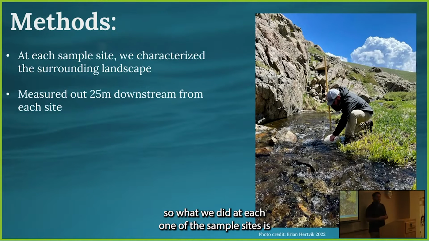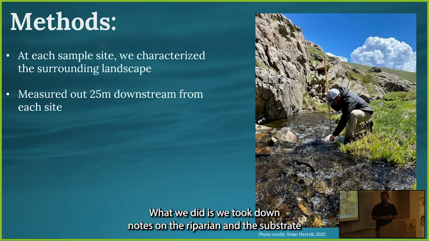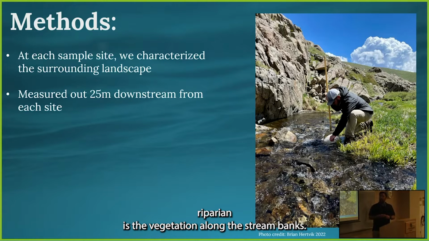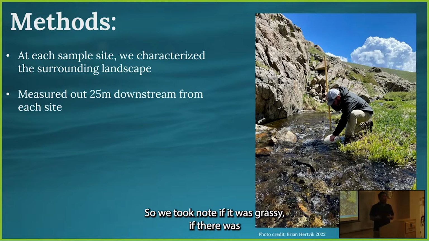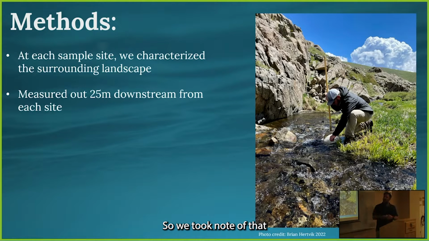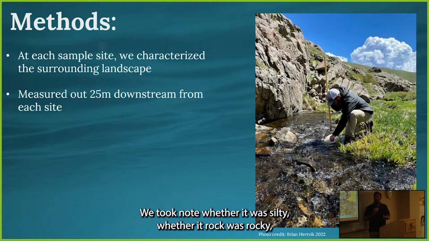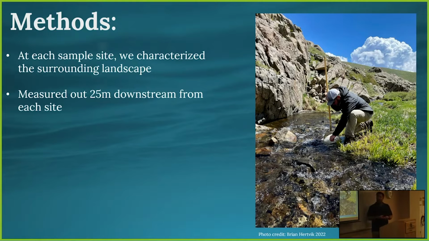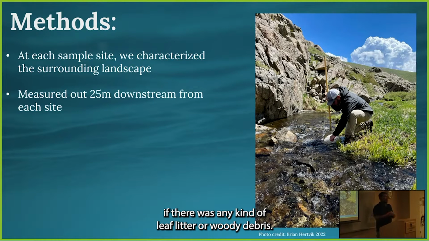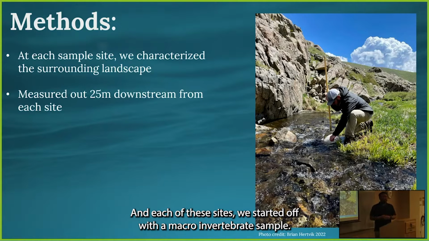So what we did at each of the 4 sample sites is first we did a characterization of the habitat. We took down notes on the riparian and the substrate. Riparian is the vegetation along the stream bank, so we took note if it was grassy, if there was a presence of shrubs. For example, this site had a rock wall, so we took note of that. Also, with the substrate, we wanted to know what was going on there. We took note whether it was silty, whether it was rocky, if there was any kind of leaf litter or woody debris.